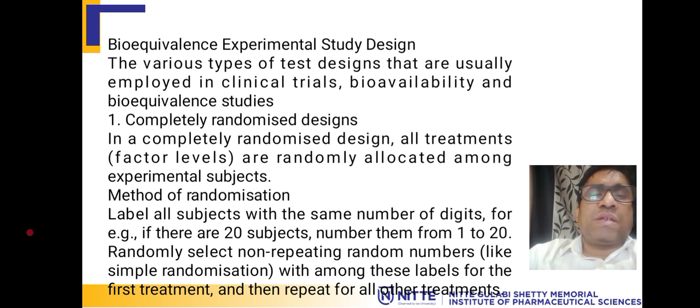Now, what is bioequivalence experiment study design? There are various types of designs usually employed in clinical trials: bioavailability and bioequivalence. What are randomized designs? In a completely randomized design, all treatment factor levels are randomly allocated among experimental subjects. Method of randomization: label all the subjects with the same number of digits. For example, if there are 20 subjects, name them 1 to 20. Randomly select non-repeating numbers, like simple randomization, among these labels for the first treatment, and then repeat for all other treatments.